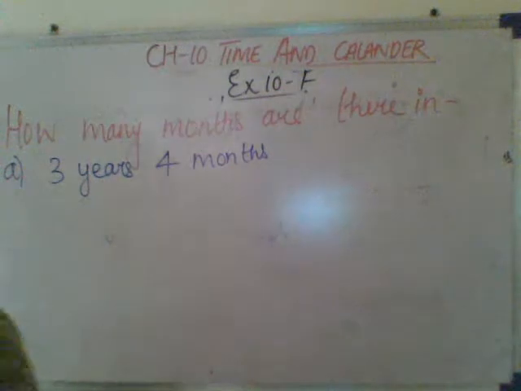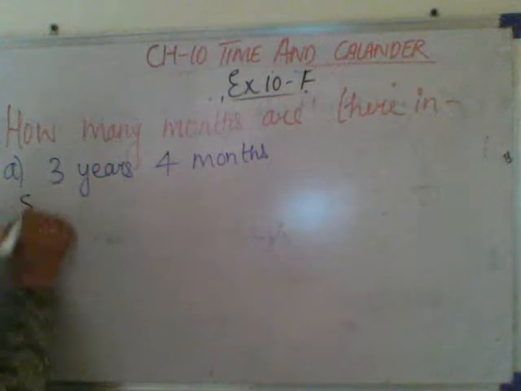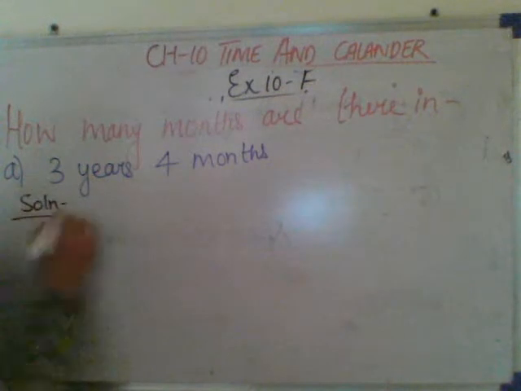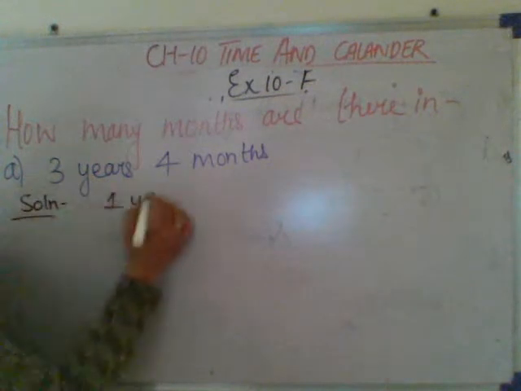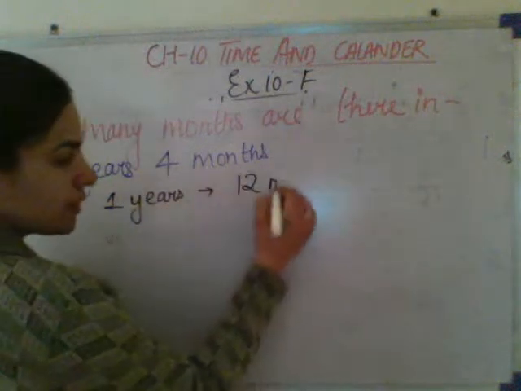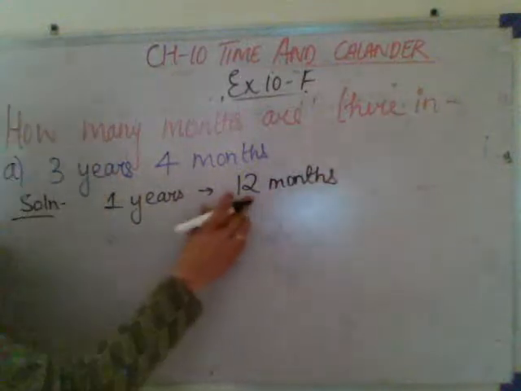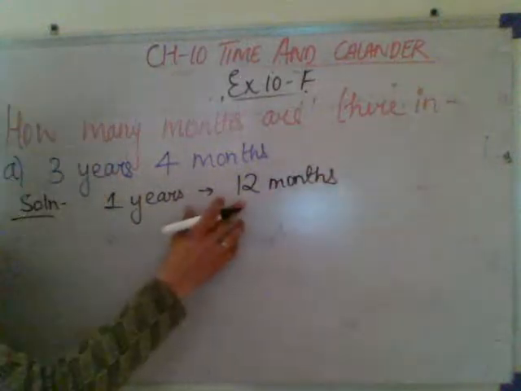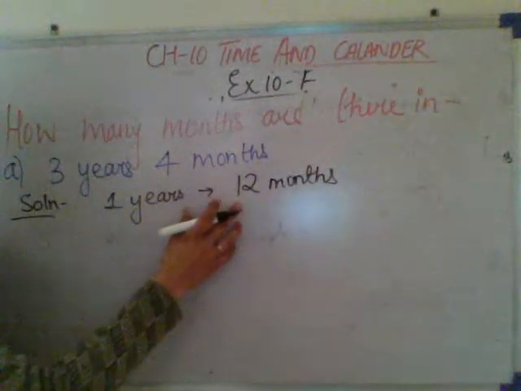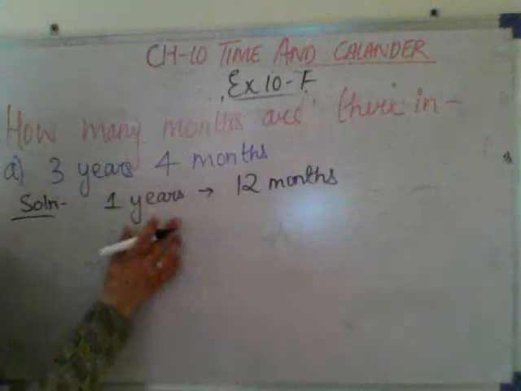How will we be solving this question? We all know that in 1 year, how many months are there? 12 months. You all know the 12 months: January, February, March, April, May, June, July, August, September, October, November and December. 12 months are there in 1 year.